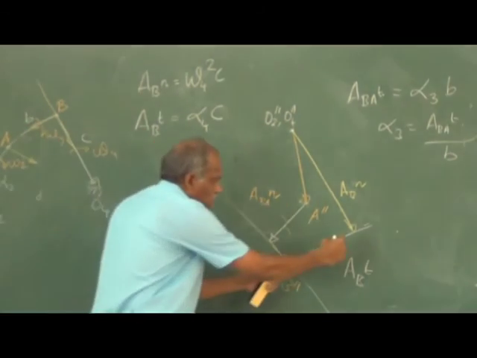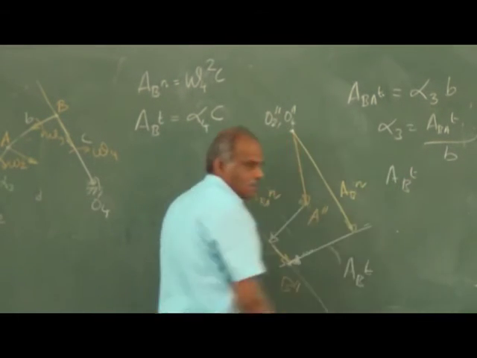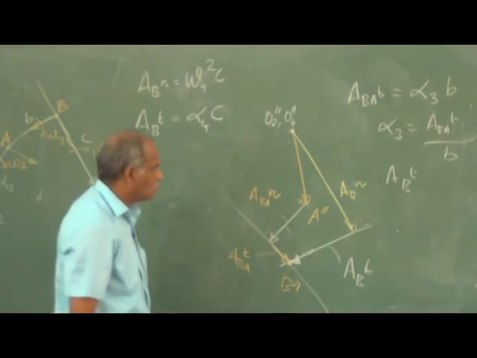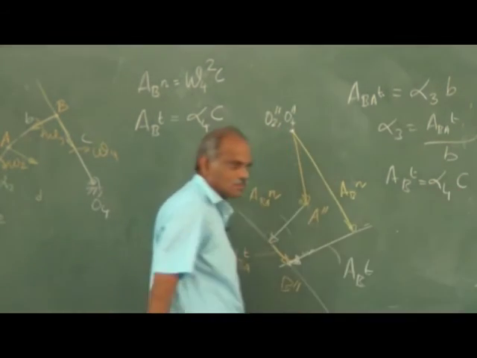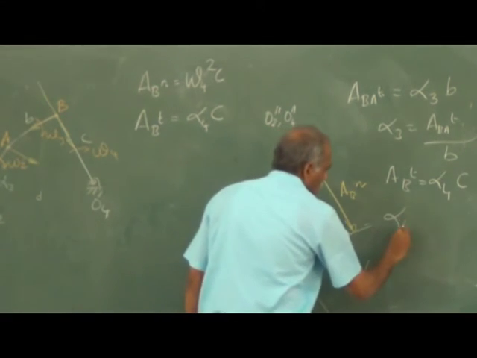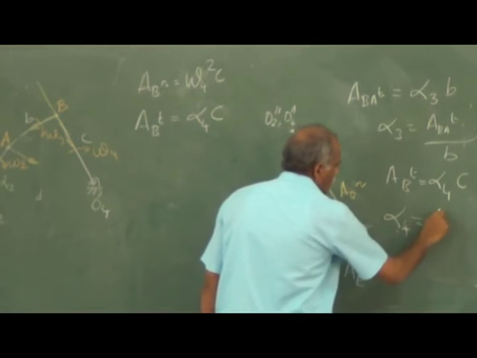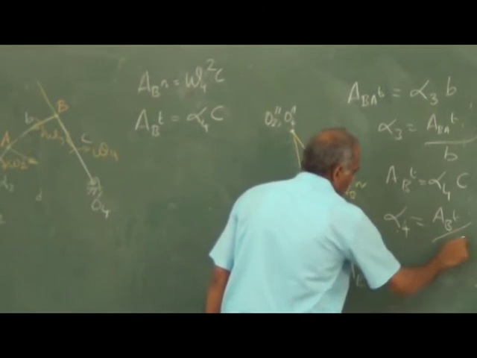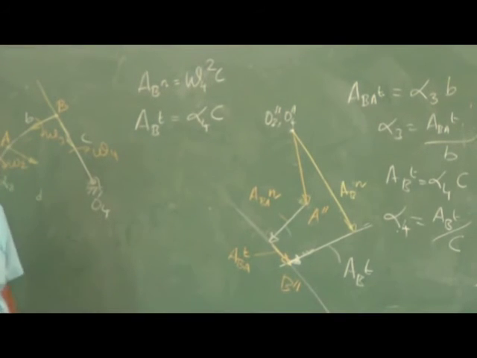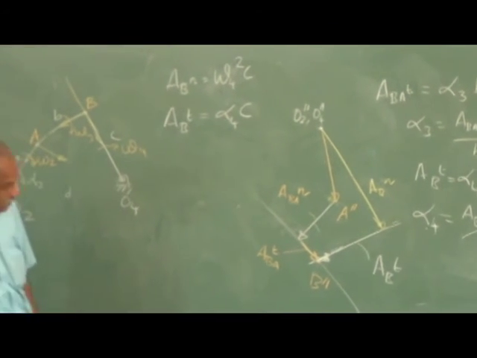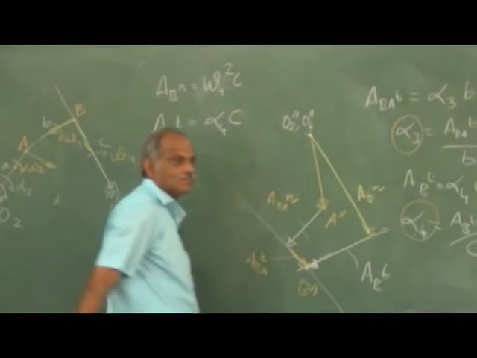So similarly you measure this, that is acceleration of B tangential component, that is equal to alpha 4 times C. So you can find out the magnitude of alpha 4 as equal to acceleration of B tangential component divided by C. So now you know the magnitude of alpha 4 and alpha 3.